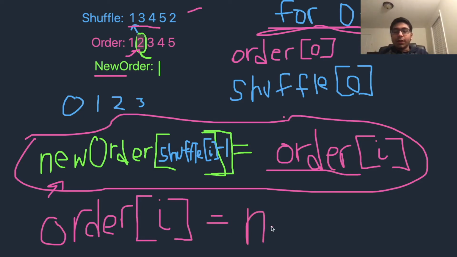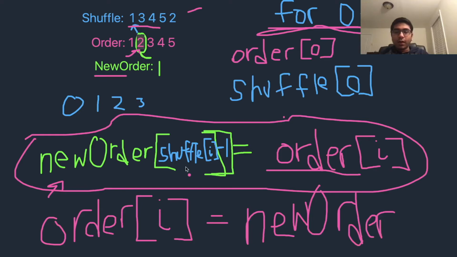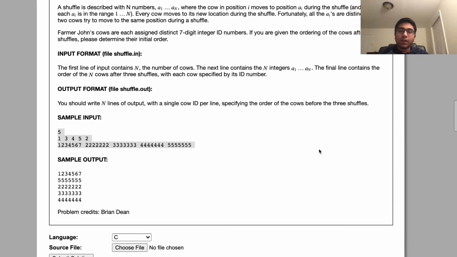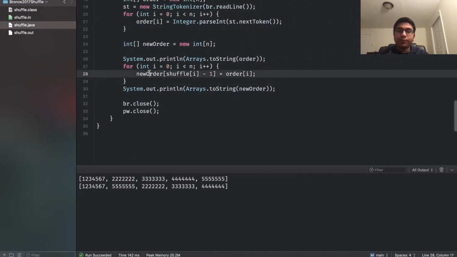Well, it would be new order, and then we would, I don't really have space here, but it would just be this same exact thing, shuffle I and then minus 1. And so it's the same thing, it's just we flipped what was on which side of the equal sign. So let's try doing that now.